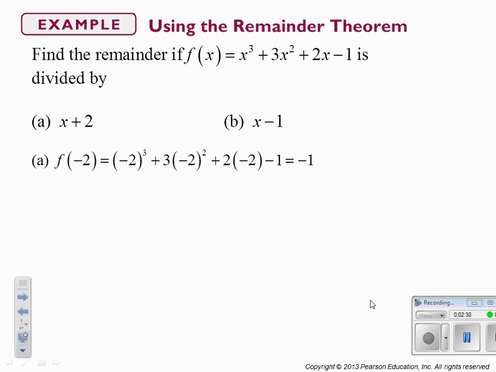So we are going to put in negative 2. Why do we use negative 2 and not positive 2? What do you think, Josh? Because x plus 2, you switch the signs. Because if you look at our remainder theorem, it says x minus c. And in order for c to be positive here, it needed to be x minus negative 2. So we put in the opposite of what's next to our x. So when we do that, we get negative 1. So the remainder is negative 1.